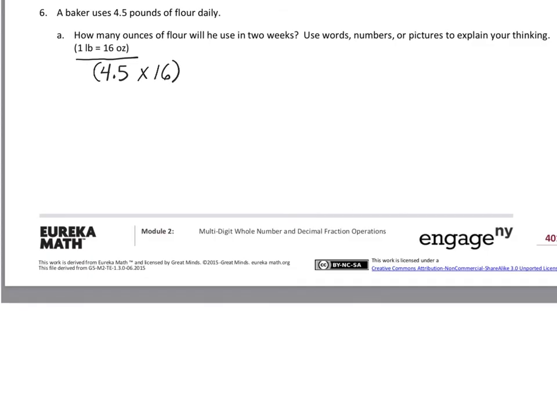But then we need to find out how much he'll use in 2 weeks. And we know that there are 7 days in a week, and 2 weeks has 14 days. So we'll multiply that by 14. And if we do this problem, this will give us the answer to what we're looking for. So I'm just going to use n for the number that we're looking for. So let's go ahead and start this off. 4.5 times 16.